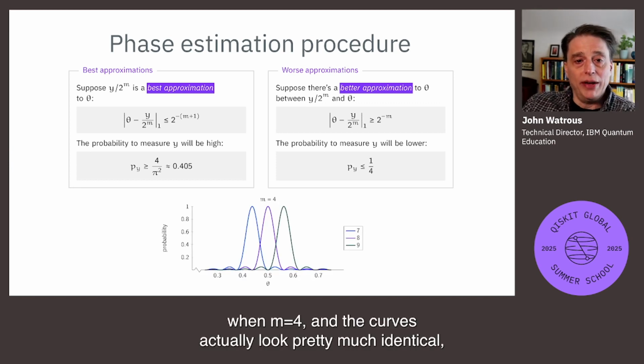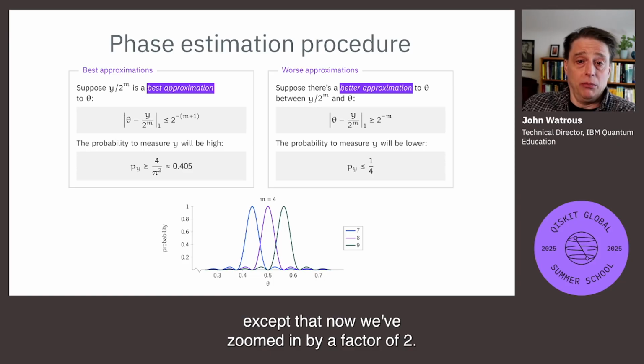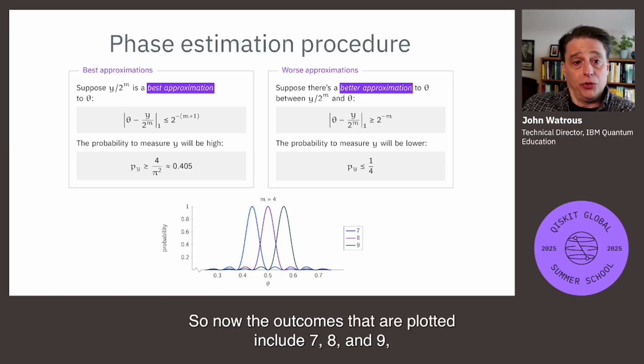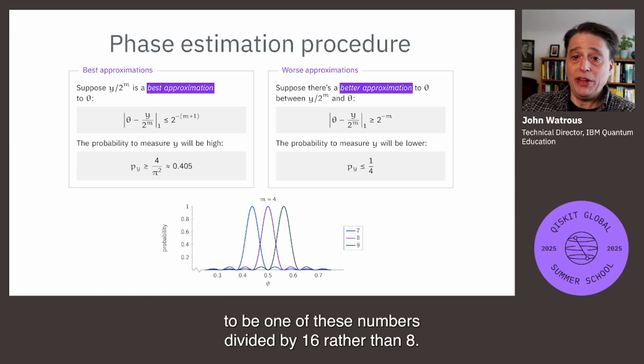Here's the plot when m is equal to 4. And the curves actually look pretty much identical, except that now we've zoomed in by a factor of 2. So now the outcomes that are plotted include 7, 8, and 9, and we're taking the approximation to be one of these numbers divided by 16 rather than 8.